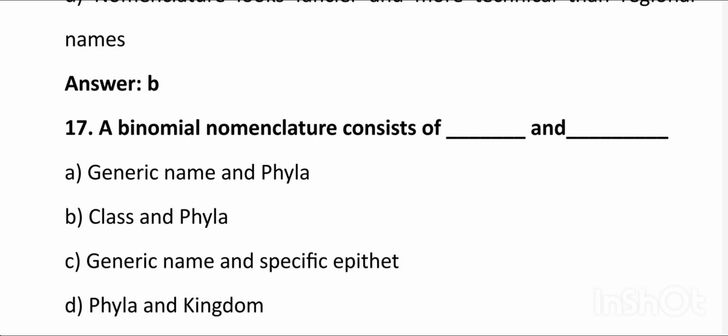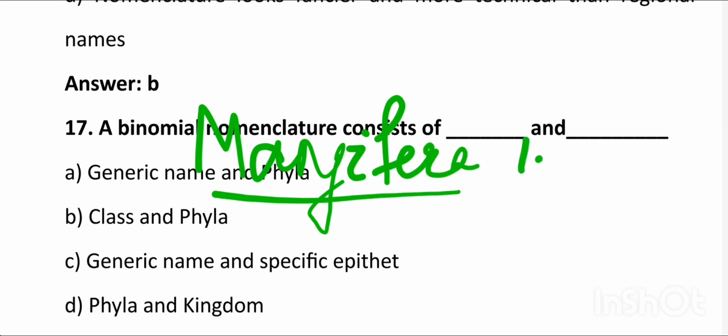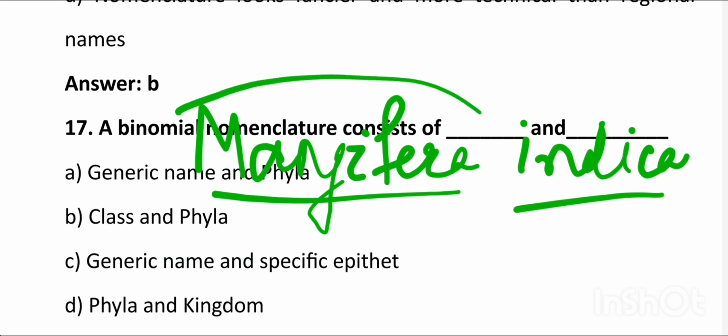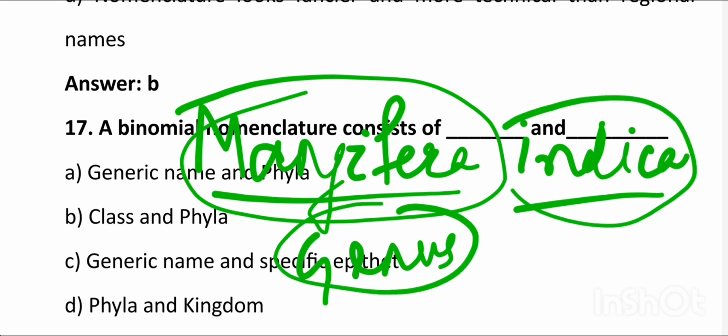Suppose the botanical name or scientific name of mango plant is Mangifera indica. Mangifera indica. So here Mangifera is the generic name or generic epithet or genus name, and indica is the species name.